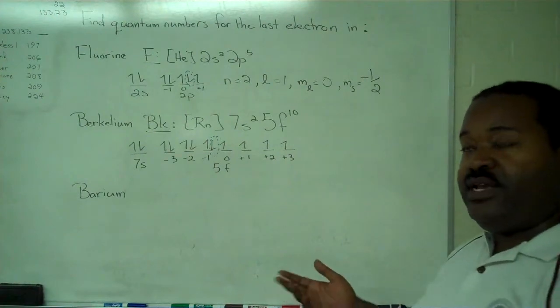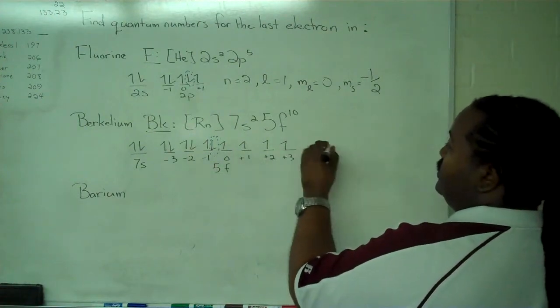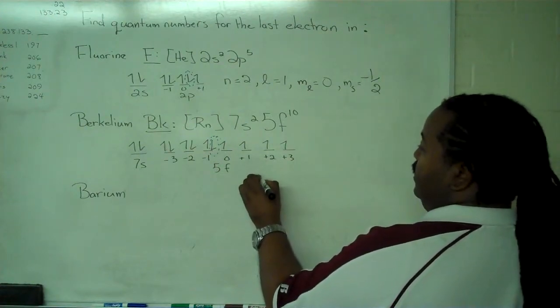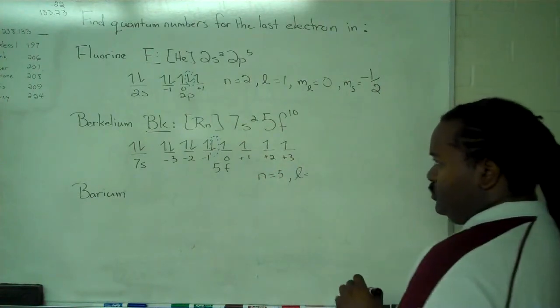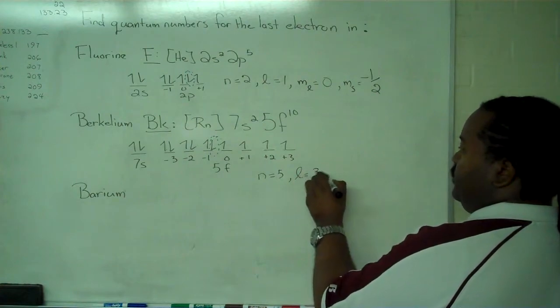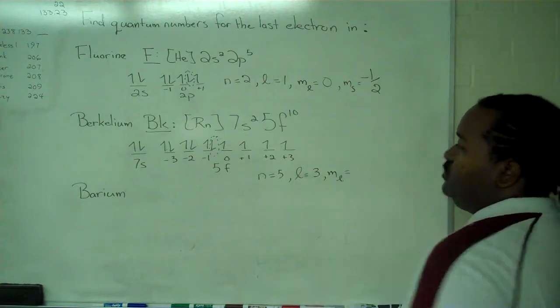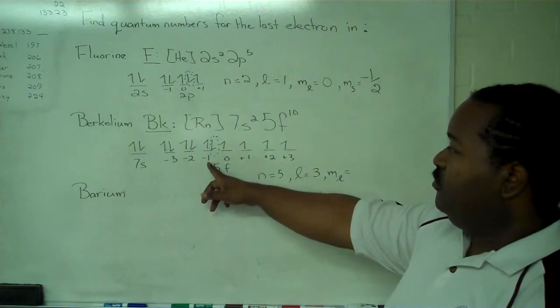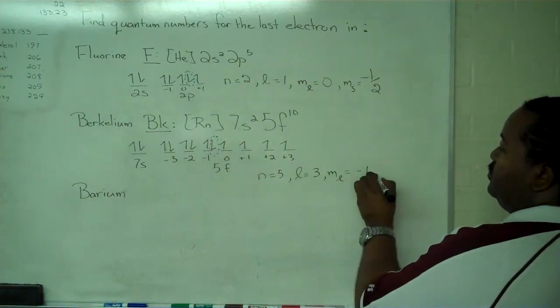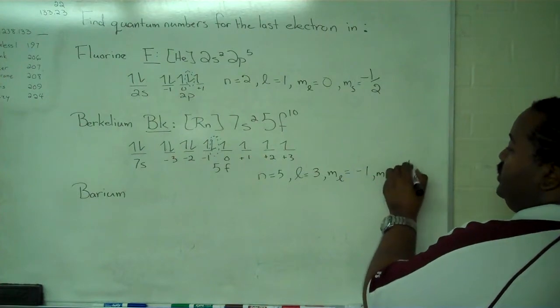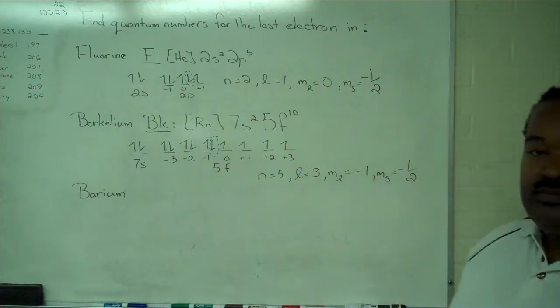And because we've done that properly, we can now identify this one as the target and take the final step of writing out our quantum numbers. Because it's 5f, we know that n has to be 5, l has to be 3, m sub l, we can determine that from here, negative 1, and because it's a spin down, the spin quantum number is negative 1/2.